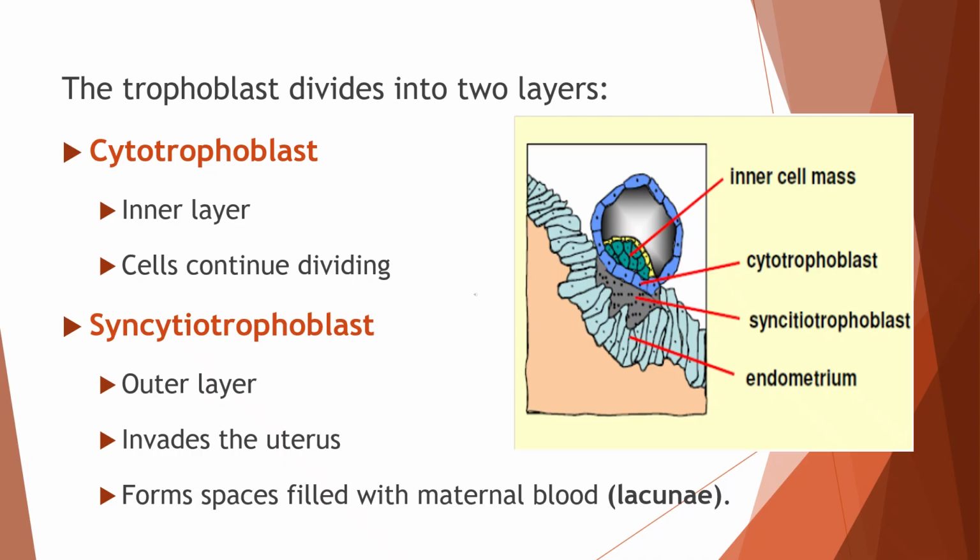The second layer is called the syncytiotrophoblast. It is the outer layer. It grows into the lining of the uterus and firmly attaches the embryo to the mother. It also forms small spaces that fill with the mother's blood, called lacunae. This is the beginning of the exchange of oxygen and nutrients between the mother and the baby.